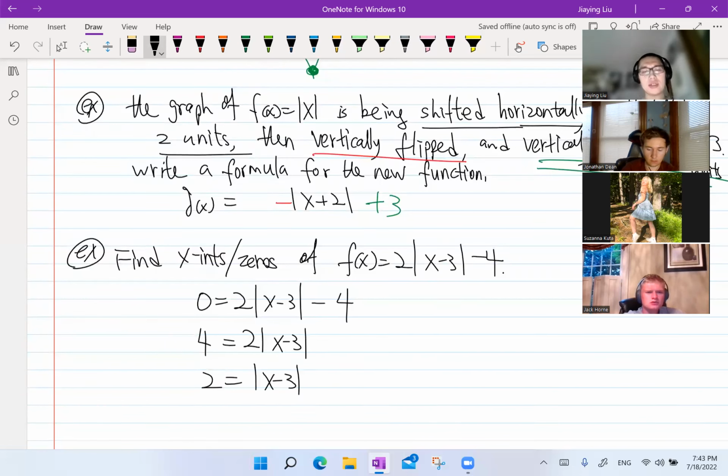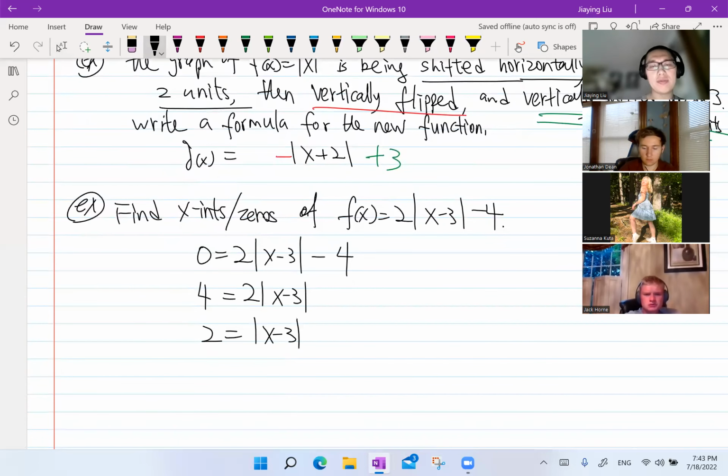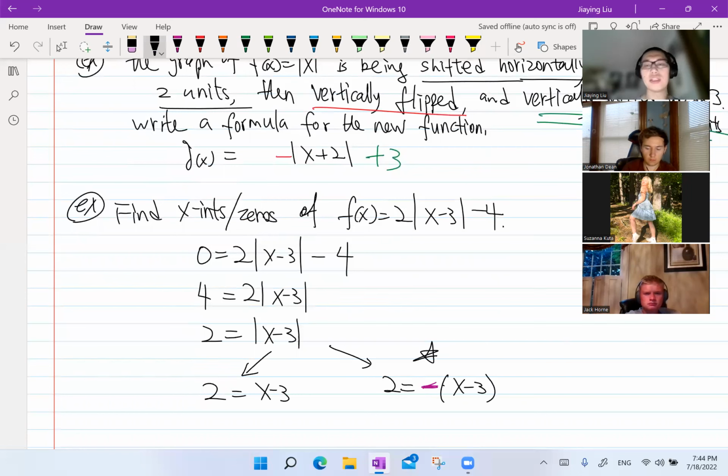Well, what do we do next? Now, if you remember with absolute value equations in the past, every time you have an absolute value equation, you have to write down 2 equations. The first one keeps exactly the same form, so 2 equals x minus 3. And the second one adds a negative sign in front of whatever is inside the absolute value. So it'll be 2 equals negative, and then whatever is inside the absolute value stays the same, x minus 3. So there's an extra negative here in the second equation.